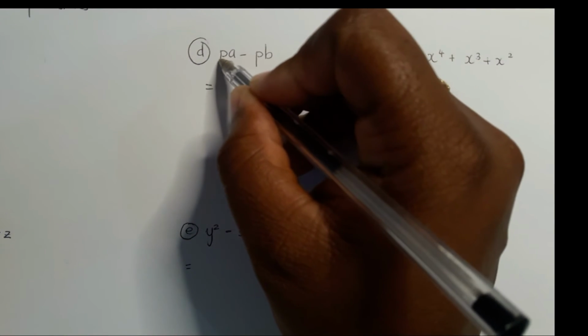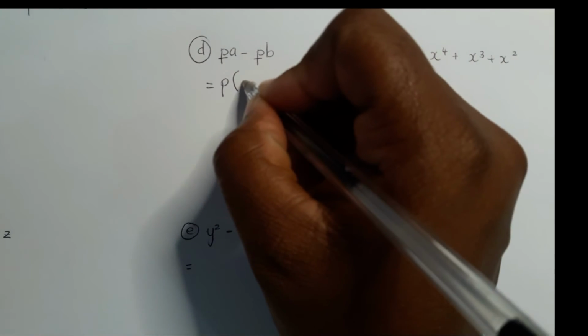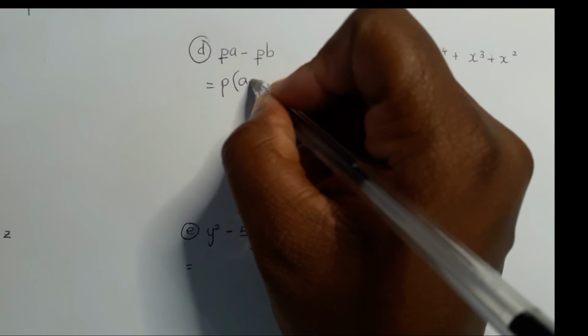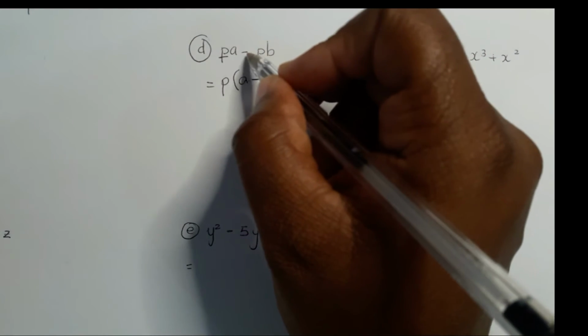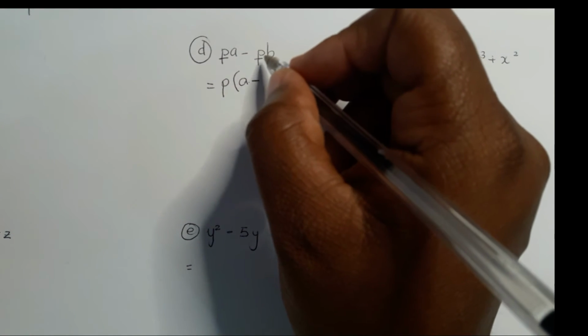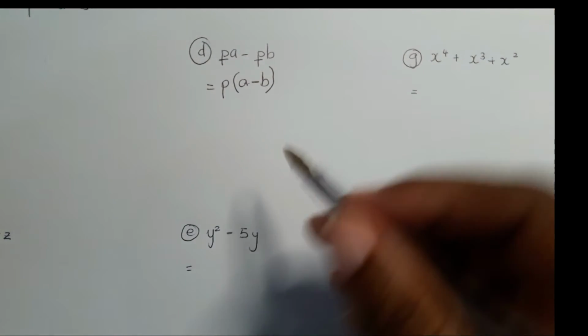What's common here? Correct, p. So you bring the p out and you put a in there because p times a will give you pa. And remember you put a negative sign here so you could get back the negative that's supposed to be between here. And so p times b will give you pb. So you put that there.